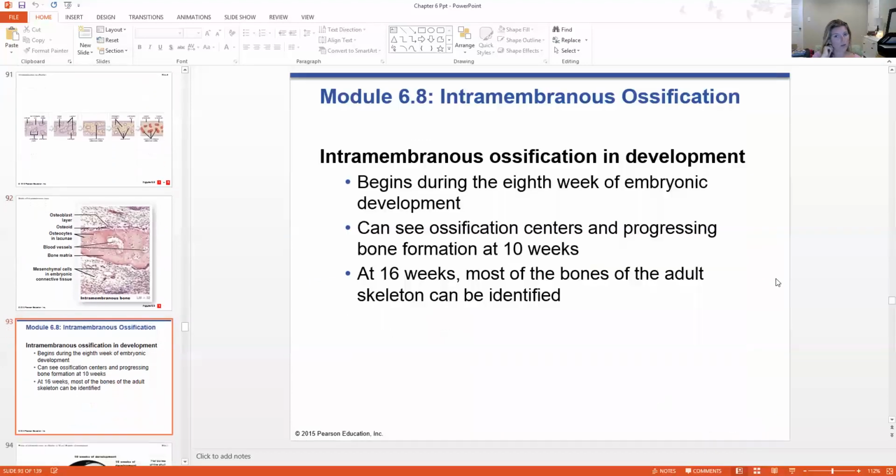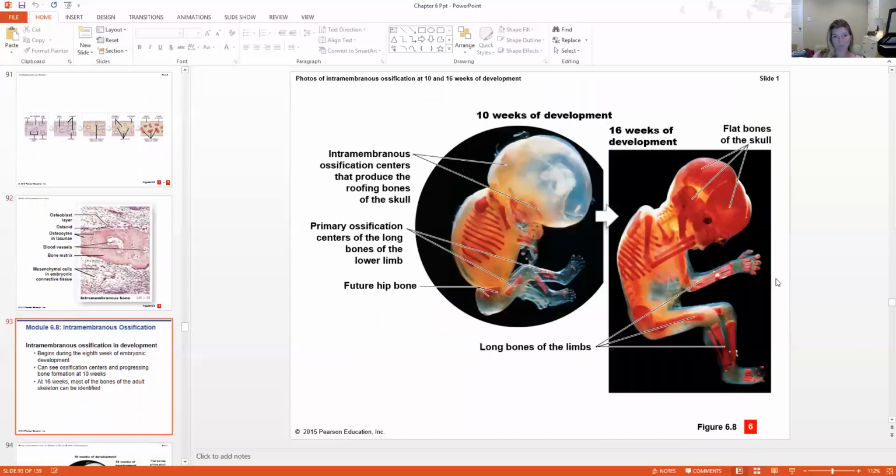So intramembranous ossification happens during development. It typically begins during the 8th week of embryonic development. You can actually see the ossification centers forming and progressing even at 10 weeks, and at 16 weeks, most of the bones of an adult skeleton can be identified.